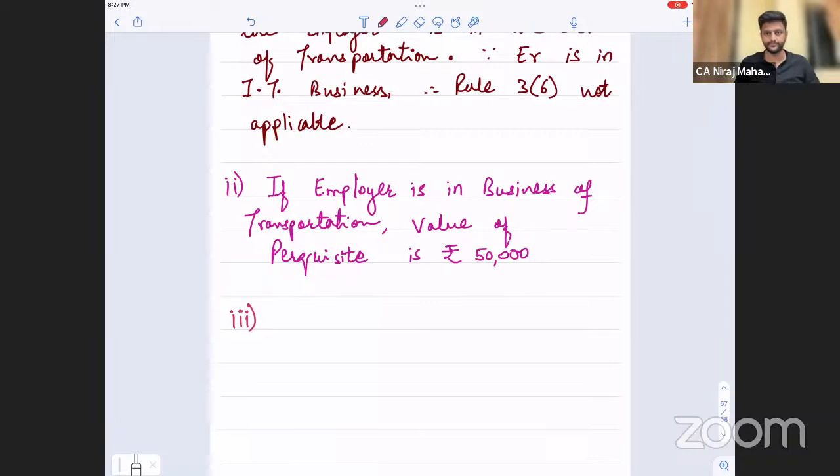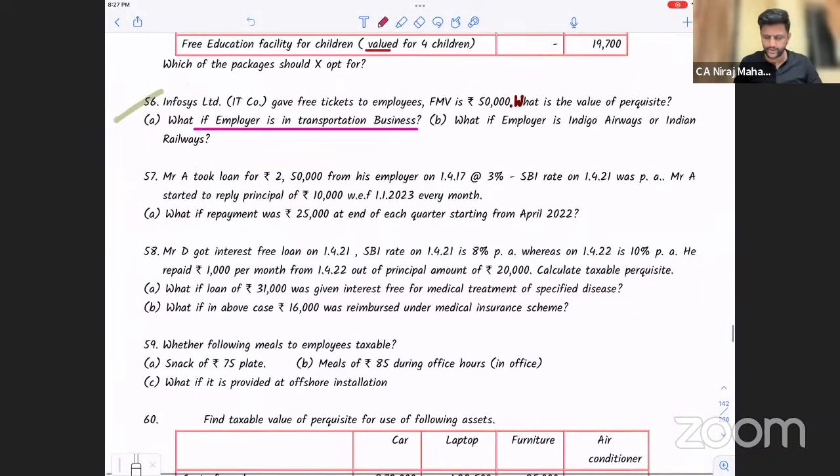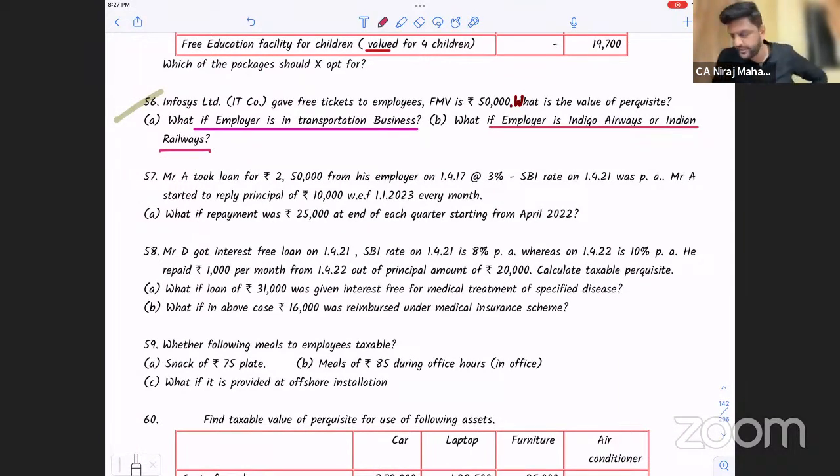And the third one. What if the employer is Indigo Airways or Indian Railways? Then rule 36 is there, but it is not taxable for such employees because the employer is Railways or Airways. Write down.